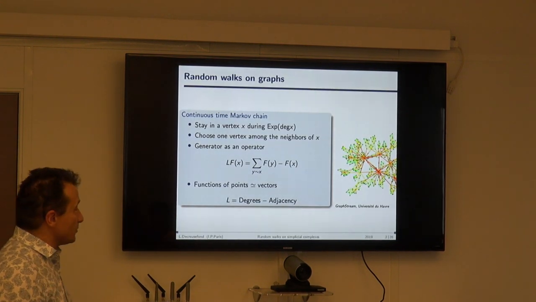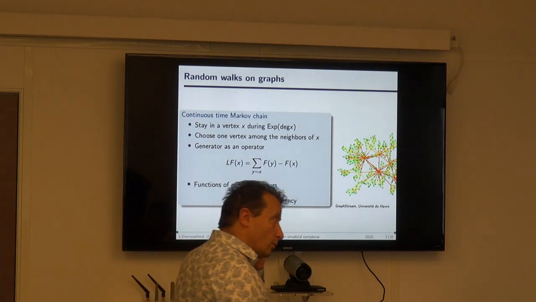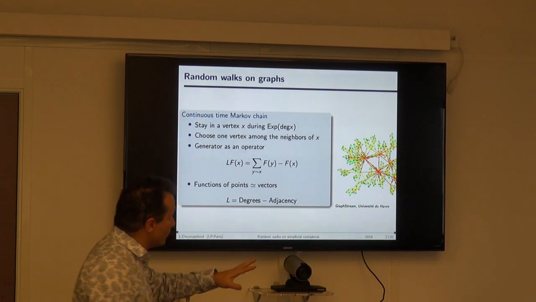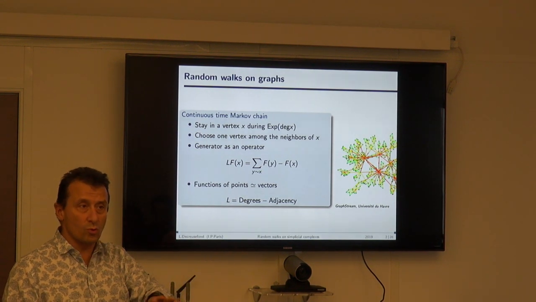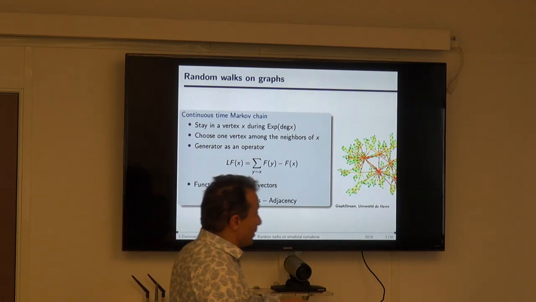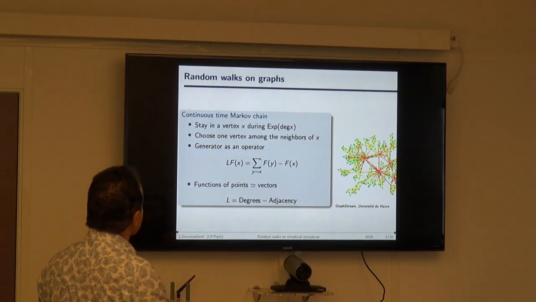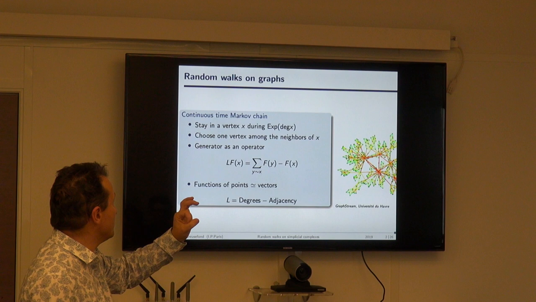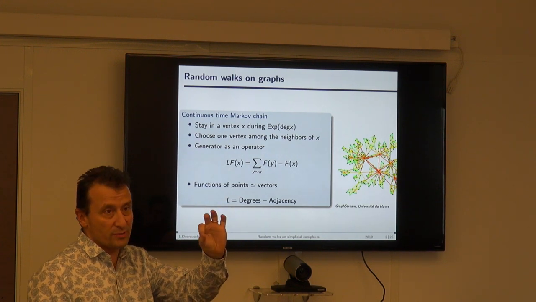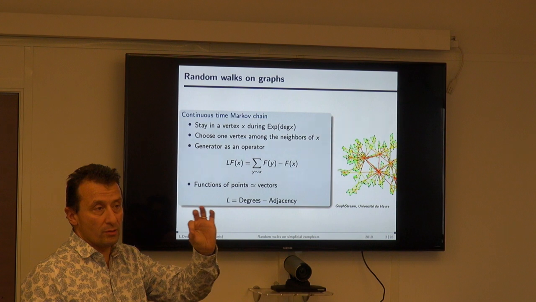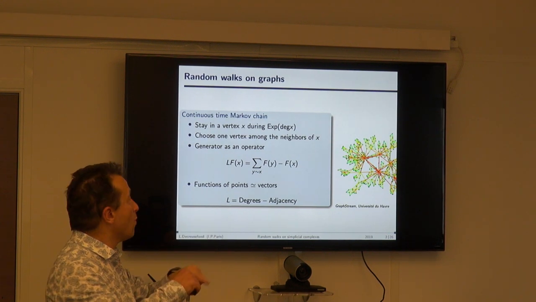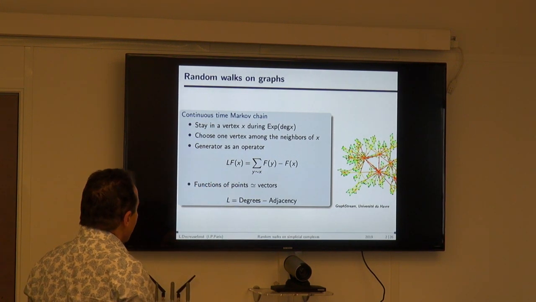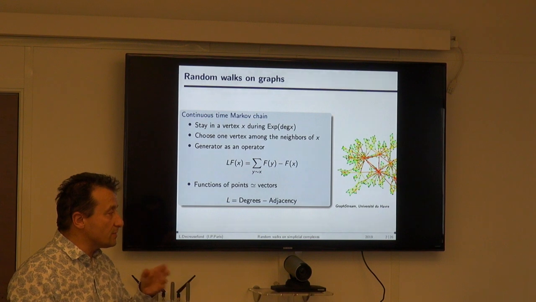So just first, you know what is a random walk on a graph. So you take a graph. I'm talking about continuous time random walk. That means when you are on a vertex, you stay at this vertex during a time which is exponentially distributed of parameter the degree of x. And then you choose one of the neighbors uniformly among the neighbors of x.